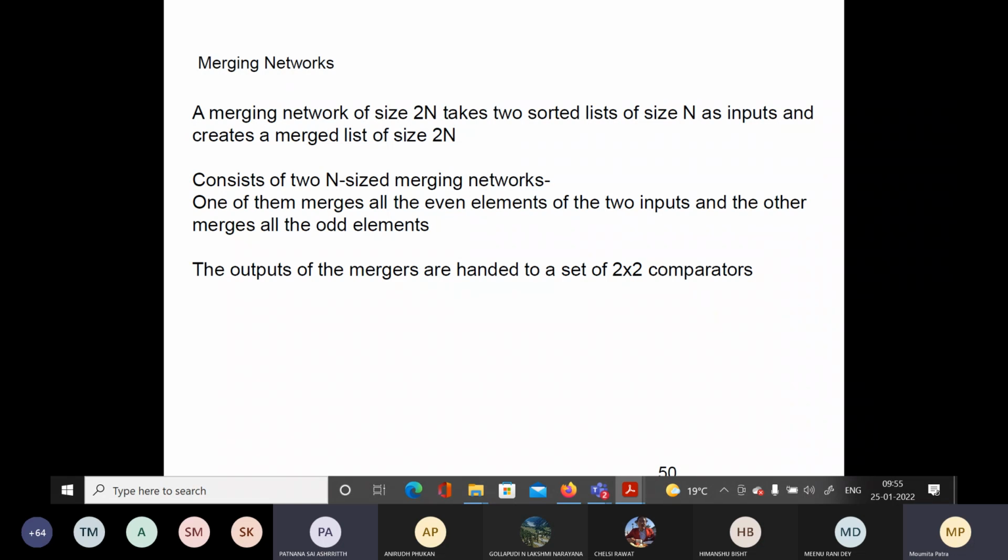There can be different ways of merging networks. Suppose you take two n-sized merging networks. If one of them merges all the even elements of the two inputs, the other one can merge all the odd elements. This depends on how you actually want your merging network to work out. Then whatever output you get from the merger, you simply hand it to a 2x2 comparator, and that will give you the particular output. So this is how your merging network will work.